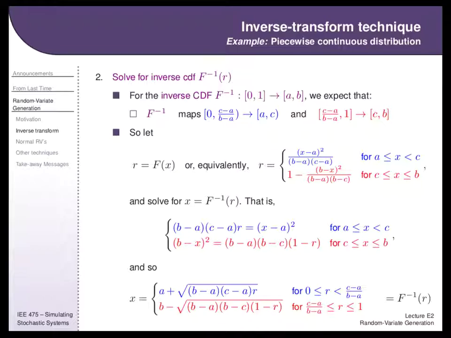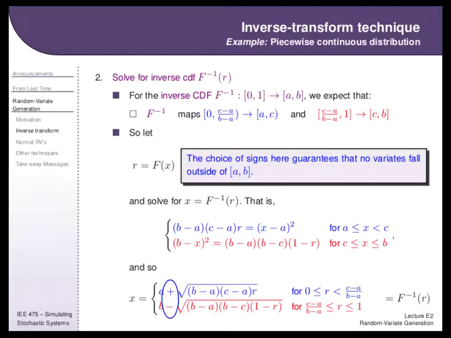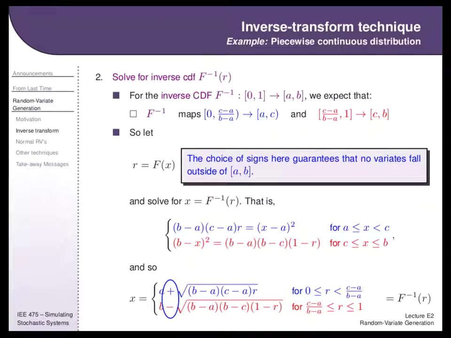The trick here is that I had a square to deal with in both of these cases, which meant this square root in both of these cases had a plus or a minus in front of it. And I chose the plus and the minus here to ensure that the outcomes were in their proper spaces. And so I wanted outcomes to be between A and B. So I chose the plus here, so that's A plus a positive number, and I chose the minus here, so that's B minus a positive number, and that ensured that the outcomes stay between A and B.